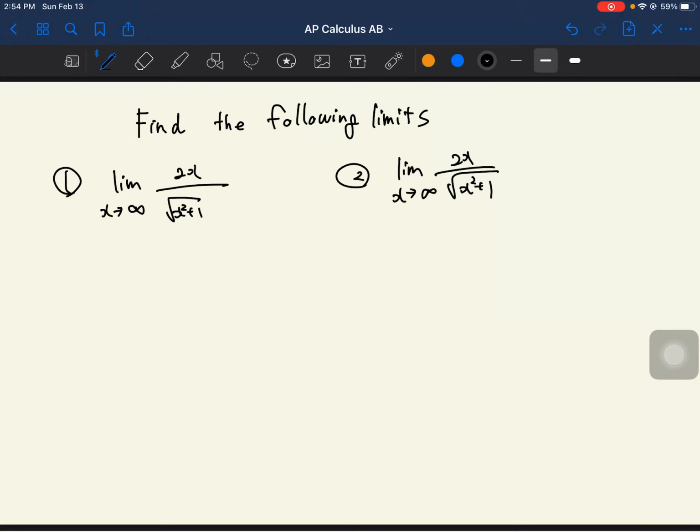This time I'm working with one of the epic calculus questions, which is find the following limits. Let's start with number 1. Number 1 is the limit as x approaches infinity of 2x over the square root of x squared plus 1. How do you solve this question?